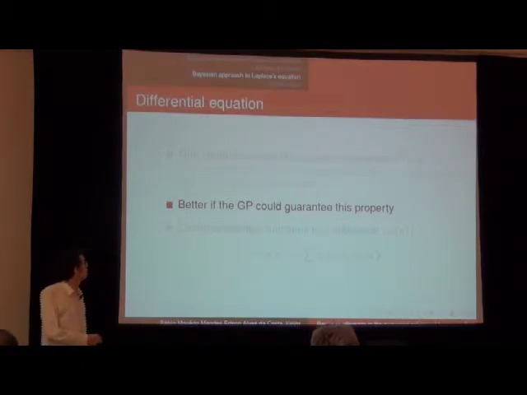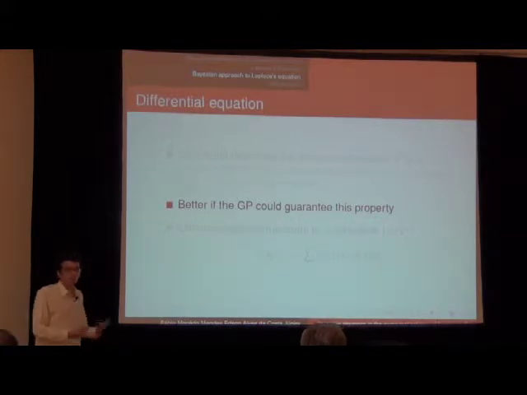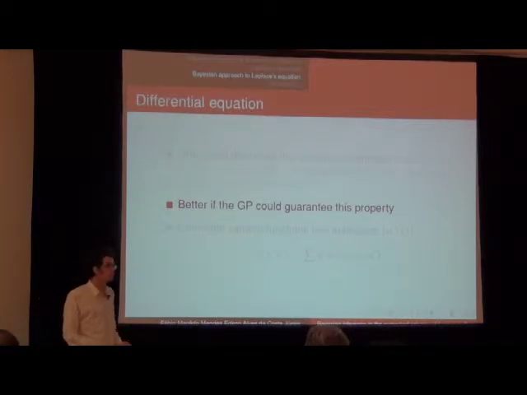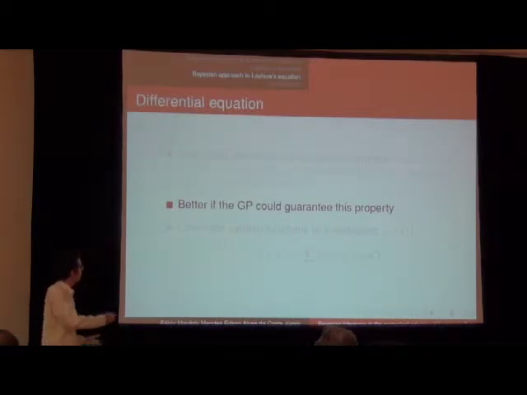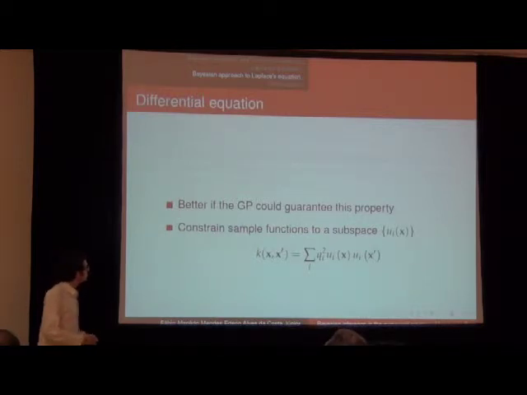So what we need to do is to figure out a way to come up with a Gaussian process that already guarantees that the Laplacian of the function is 0. If we could do that, we would only need to account for the information of the boundary. And that's what we're going to do.